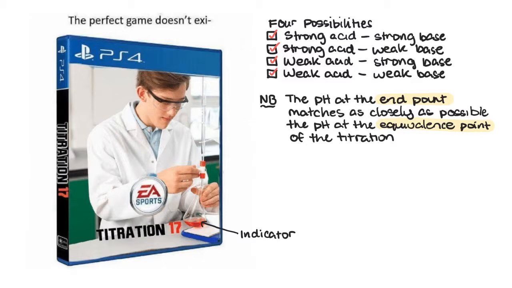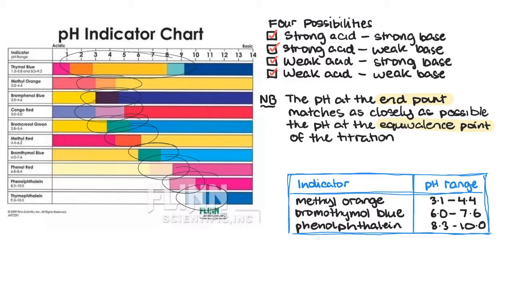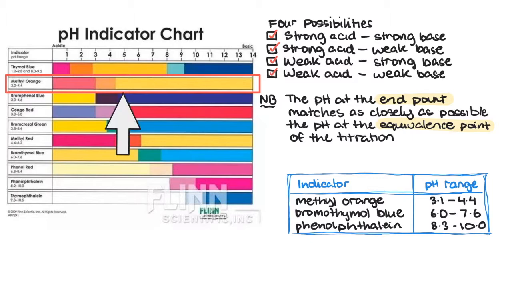Since indicators change color over a narrow pH range rather than at an exact pH, it's important to achieve a close match of the equivalence point with the indicator's pH range. So here's our top 3. It's also important to realize that you're trying to match the transition color when comparing it to the equivalence point. So if you're using methyl orange and your endpoint is yellow, you've gone too far. You want an orange color.